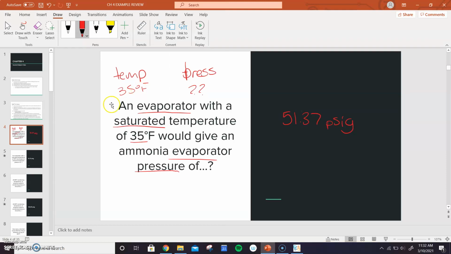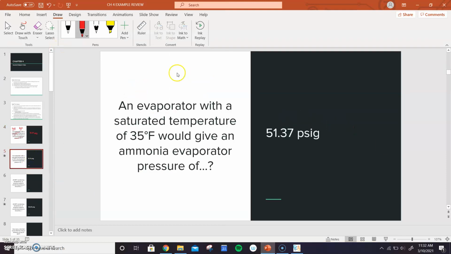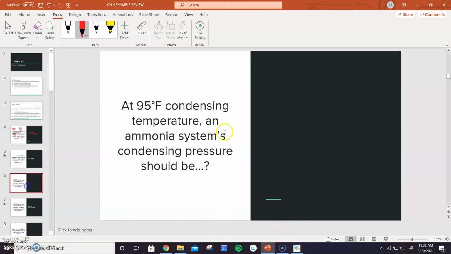PSIG. Now let's check that. Bam. That's our answer. Okay, let's move on to another problem.